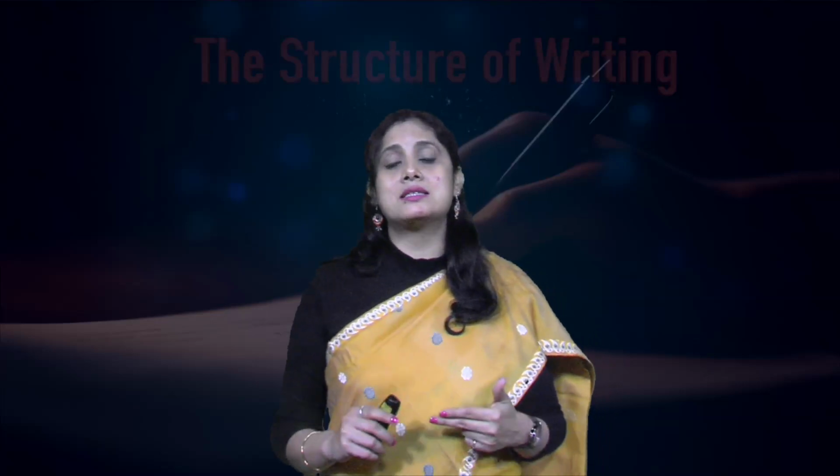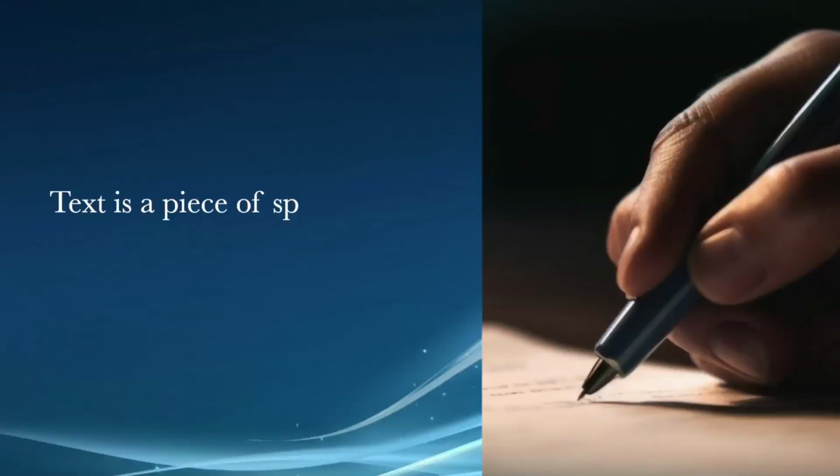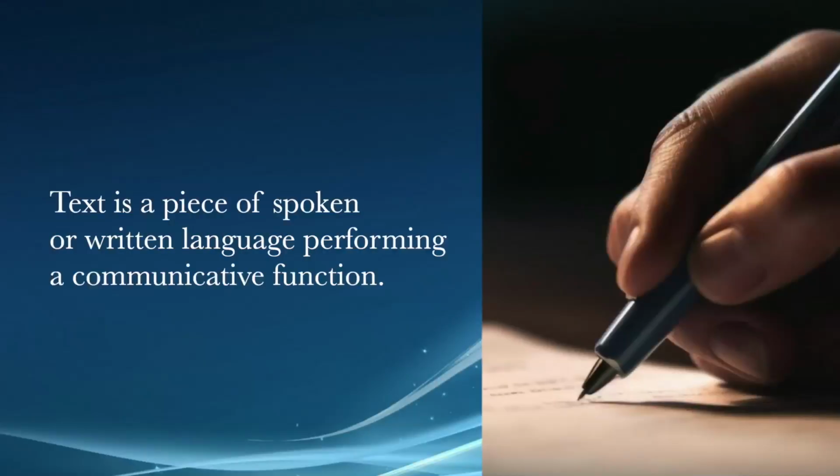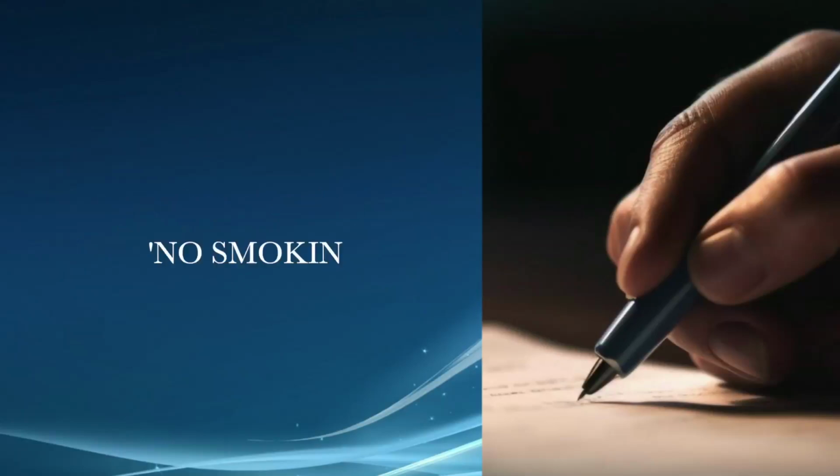From the level of sentence, we now proceed to the next higher level in the hierarchy of language structure, that is the text. So what is a text? We can describe a text as a piece of spoken or written language performing a communicative function. Take the example of these words, no smoking. It is also a text because it performs a communicative function.